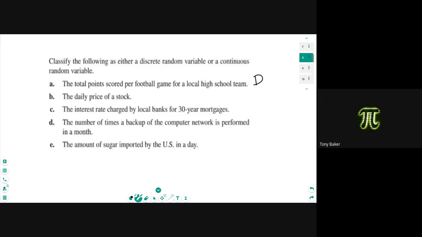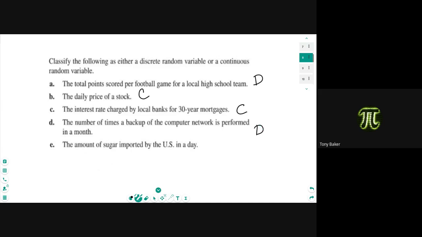The daily price of a stock. Discrete or continuous? Yeah. Price of a stock is money. Money is typically considered continuous. Interest rate charged by local banks for a 30-year mortgage. Discrete or continuous? Number of times a backup of a computer network is performed in a month. That's discrete. We can't have a half a backup.